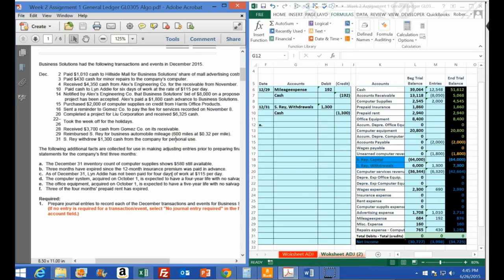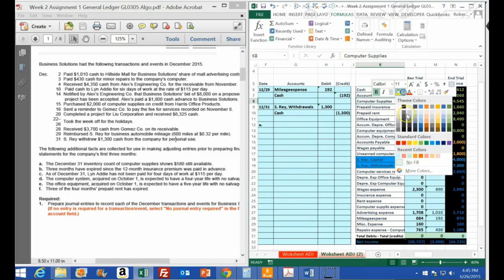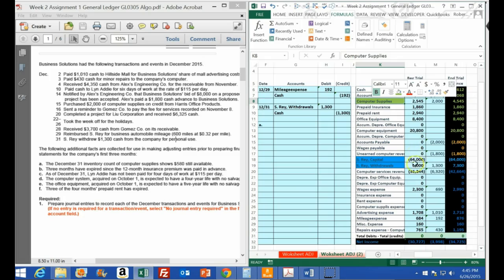So we have the December inventory count for the computer supplies shows 580 still available. Okay, so before we even think about it, we're just going to say supplies is what we're thinking about. If I take a look at the accounts in the balance sheet related to computer supplies, that must be computer supplies. So it's going to be that one. I'm just going to highlight it for now. Say we're going to use that one. And then if I look at an income statement account below the blue line, we're going to do something with computer supplies. Looks like that one.